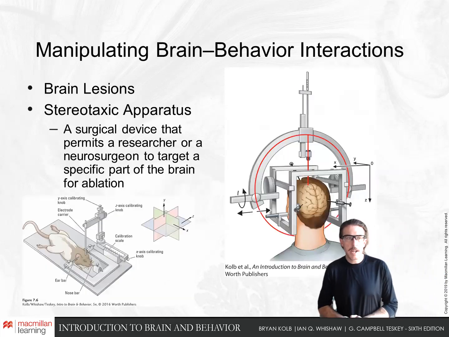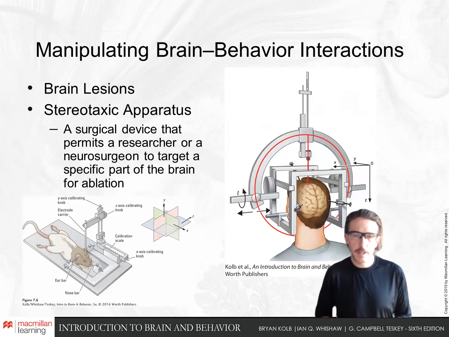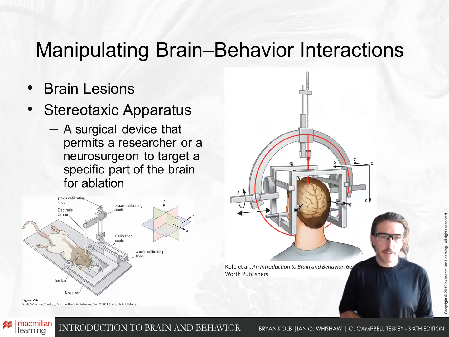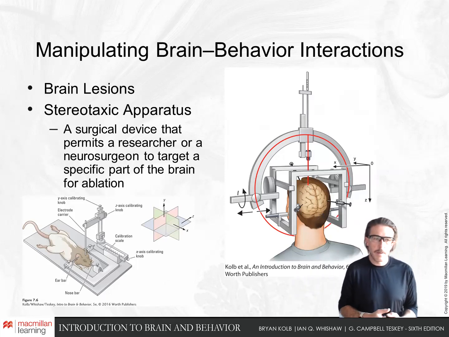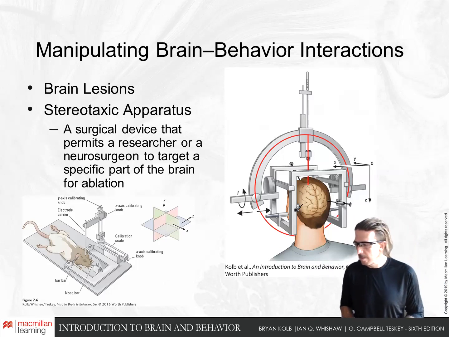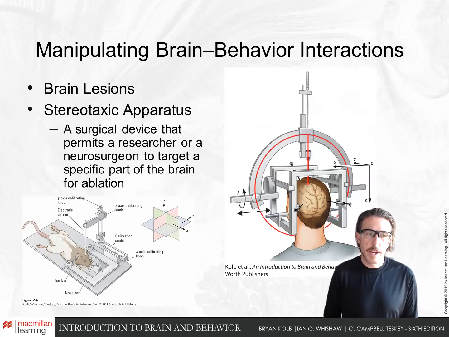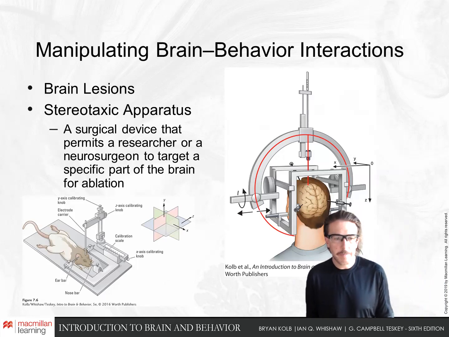We can make our brain lesions more precise in animals and also in humans, for an example of overactive tissue, by using stereotaxic apparatus. So here are two examples in animals and humans where we can identify with an MRI image or with an atlas a particular 3D location where we know that we need to create a lesion in the brain, and then we can directly target that area and create that lesion.